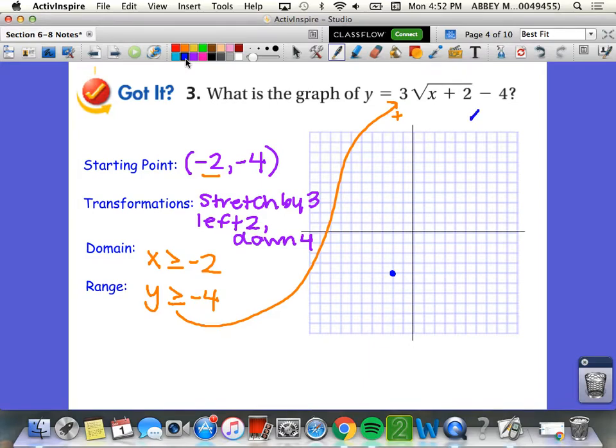And again, let's come up with some values that we can plug in. So we started with negative 2, negative 4. What would be another good value to plug in for X here? The next best one would be negative 1, because if you plug in negative 1, what's going to go underneath that radical, that would become a positive 1. 3 times the square root of 1, that's just 3 times 1, minus 4 gives me negative 1.